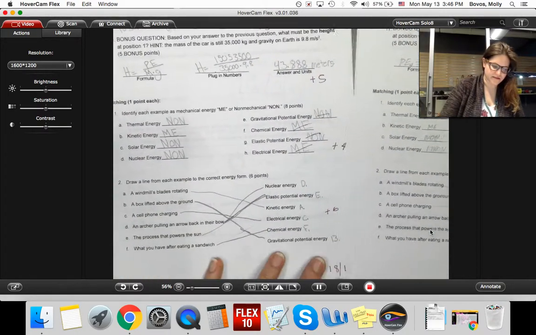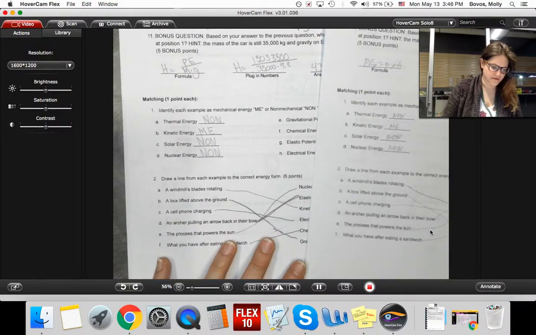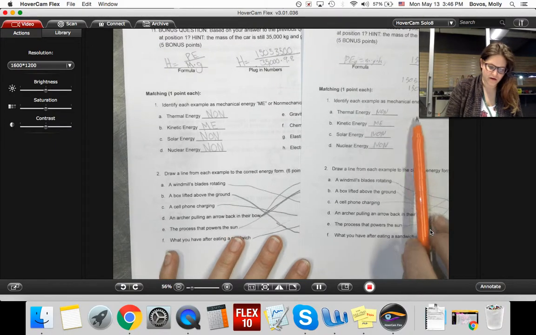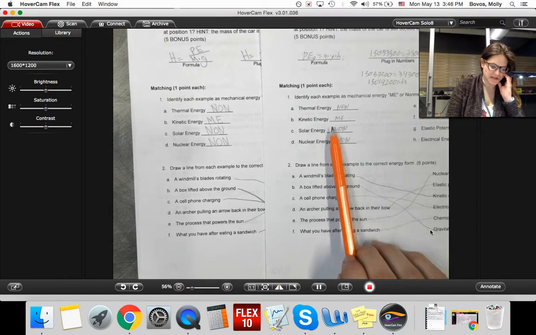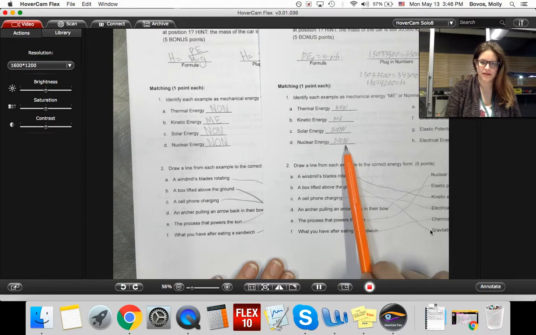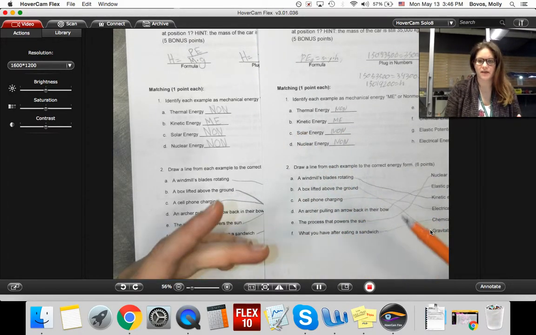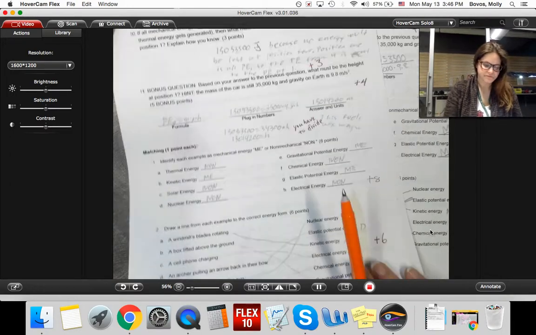Then I've got down here some answers for our matching. So in that first column, thermal energy, solar energy, and nuclear energy, all 3 of those are non-mechanical. Kinetic energy is mechanical. It's something that you can see. It's motion, and we know that mechanical energy includes kinetic energy, the energy of motion, and potential energy, the energy of position.